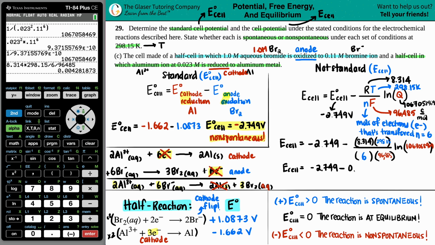And now I have 0.00428, etc., right? Don't round because that's not the final answer.